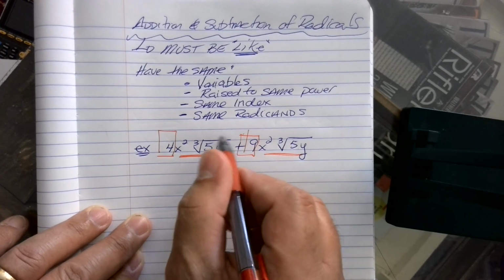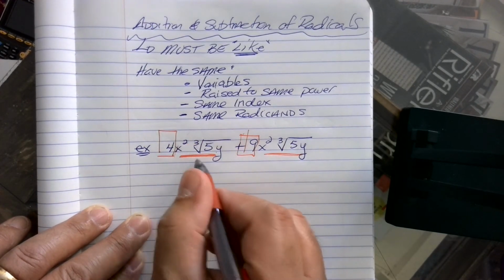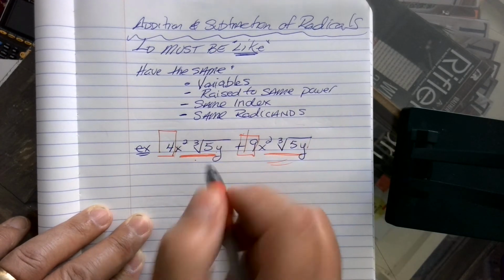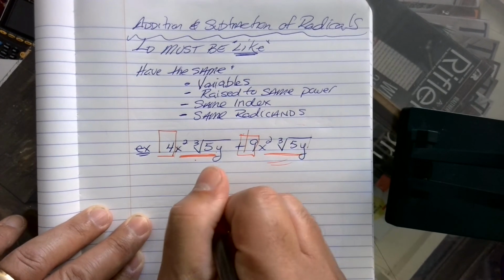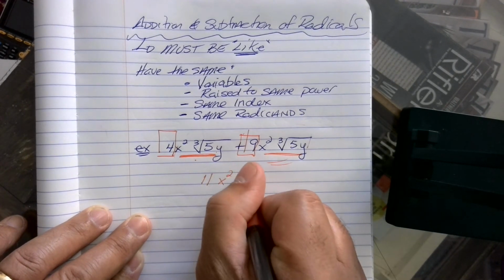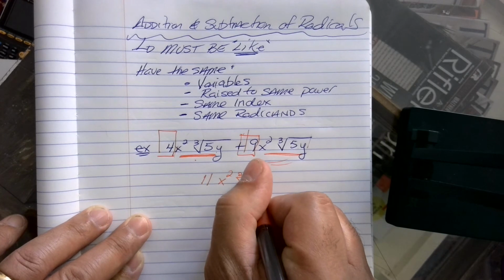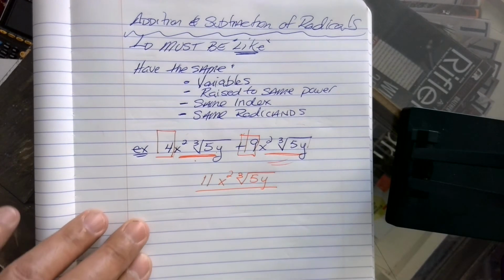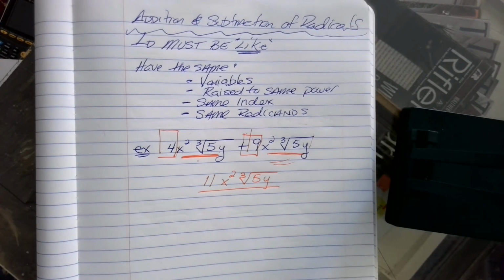So it's saying, I don't know what this value is, but I have 4 of these, and here I have plus 9 of these, right? They're like. I have 4 of them over here, 9 of them over there. So if I combine them, I have 11 of these x squared cube root of 5y, right? 4 of these plus 9 of these is 11 of these.